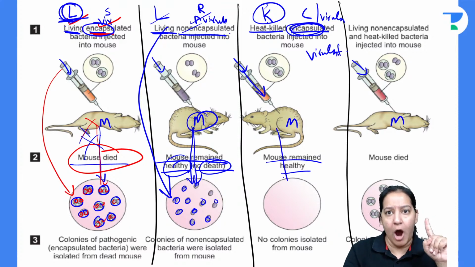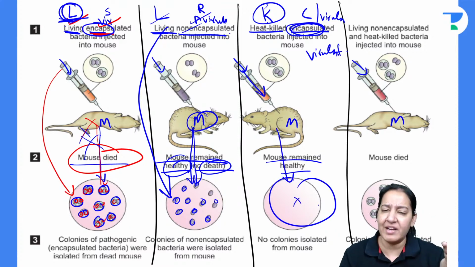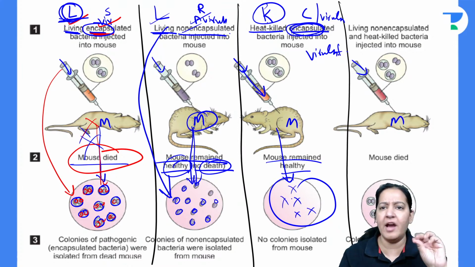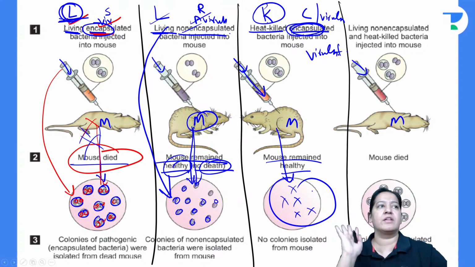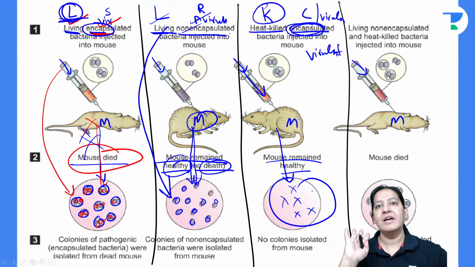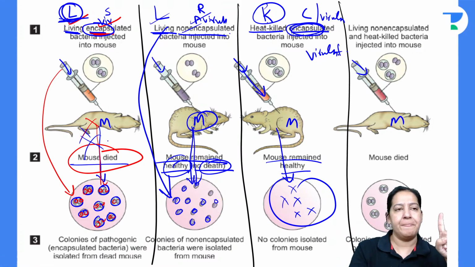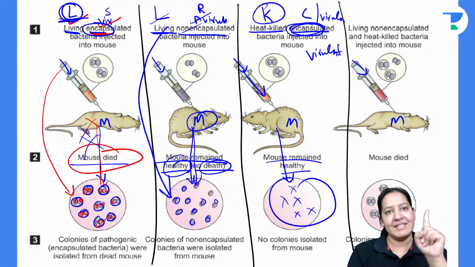And if you take the blood out of this mouse, you will get nothing because the bacteria were killed. The killed bacteria will not come in the blood. So the mouse is healthy. So the three situations, you got it. If you got the three situations, then only I will come to the fourth situation. You got my point? So in the first situation, the mouse is dead. In the second and third situation, the mouse is healthy.